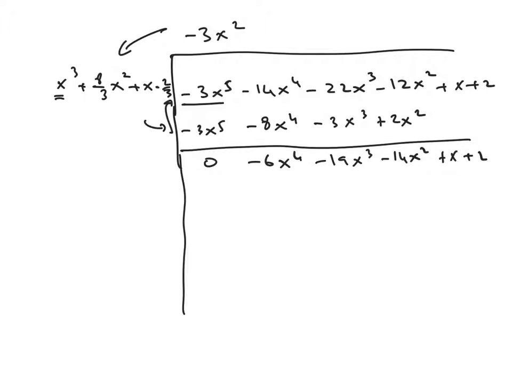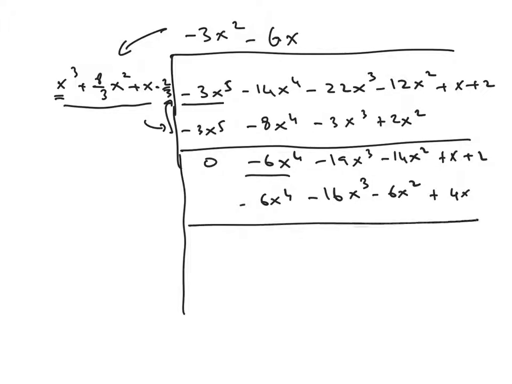Now we look at the minus 6x^4, so we need to put here minus 6x. We multiply minus 6x by all the terms here to obtain minus 6x^4 minus 16x^3 minus 6x^2 plus 4x. We subtract again this from this to obtain 0, minus 3x^3 minus 8x^2 minus 3x plus 2.